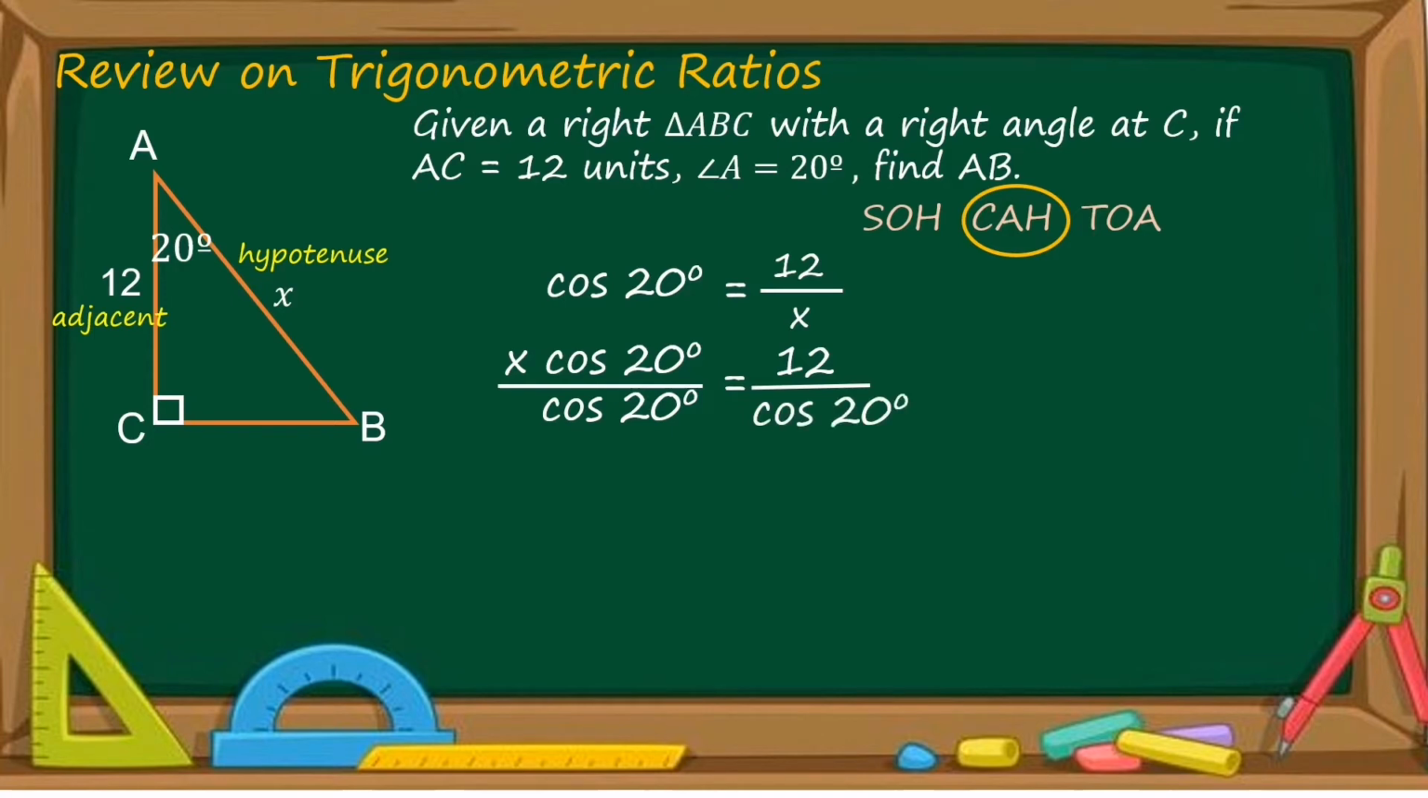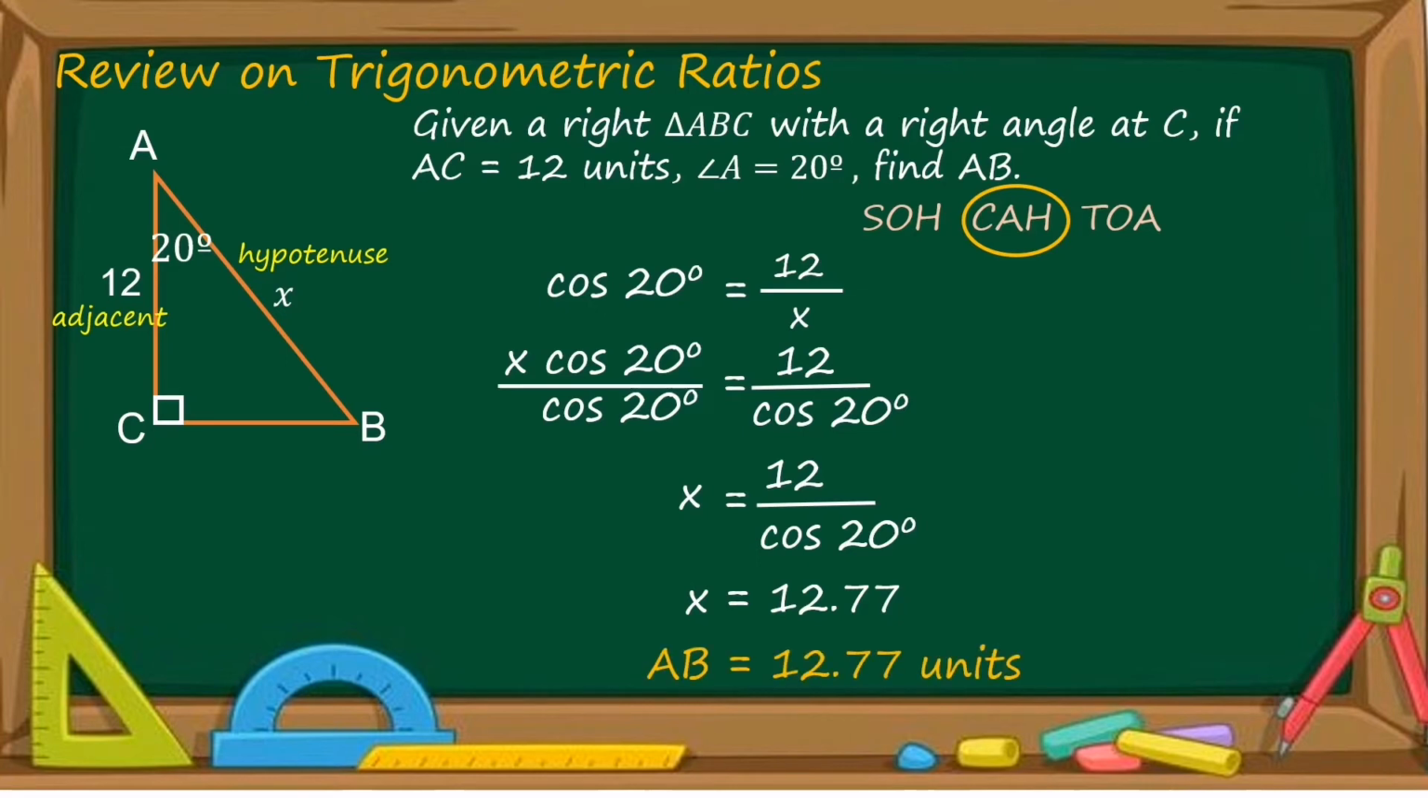X cosine 20 degrees divided by cosine 20 degrees is equal to X, so X is equal to 12 over cosine 20 degrees. Using our calculator, the value of 12 over cosine 20 degrees is equal to 12.77. Therefore, AB is equal to 12.77 units.